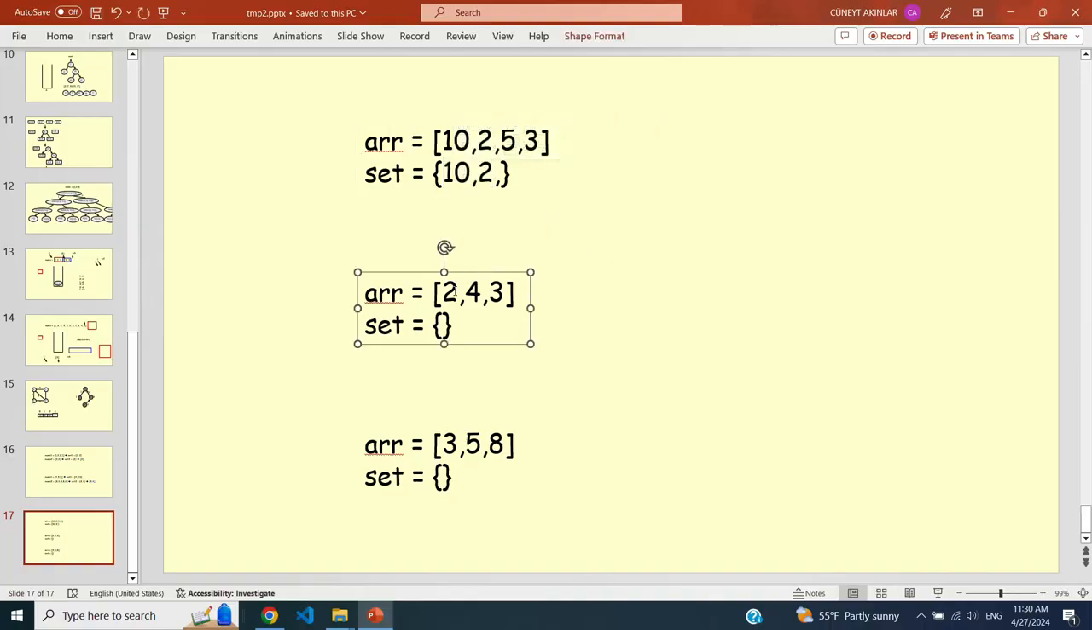So let's look at the next example. 2, the set is empty. Have I seen 4 or 1 so far? No, so I insert 2 into the set. Now 4, have I seen 8? No, but have I seen half of this number, which is 2? Yes, 2 exists in the set. That means I'm going to return true.